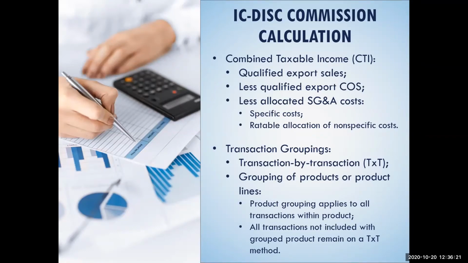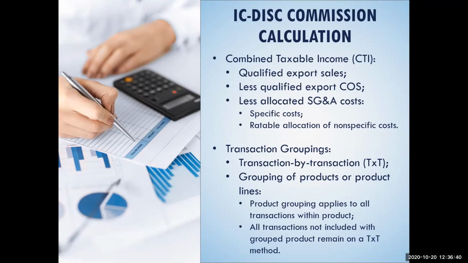So we start with our sales, subtract our cost of sale, our allocation of SG&A costs. The end result then is our combined taxable income. So basically, we're calculating what is our net income on the export sale.